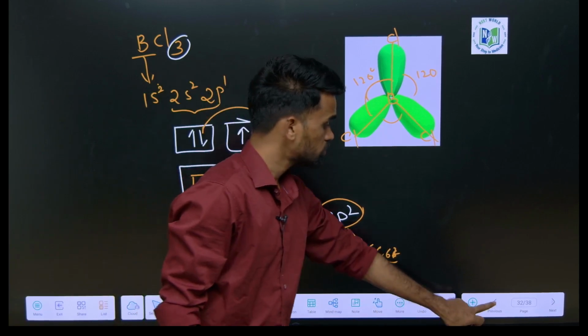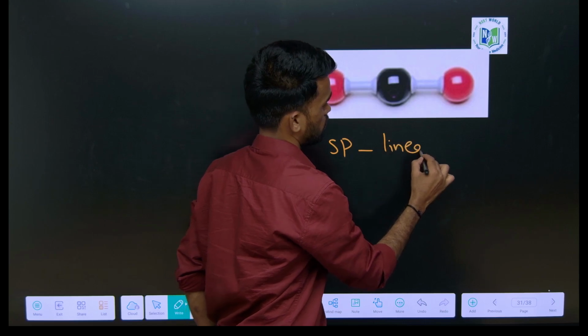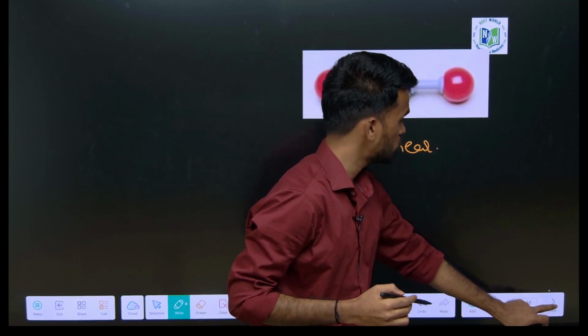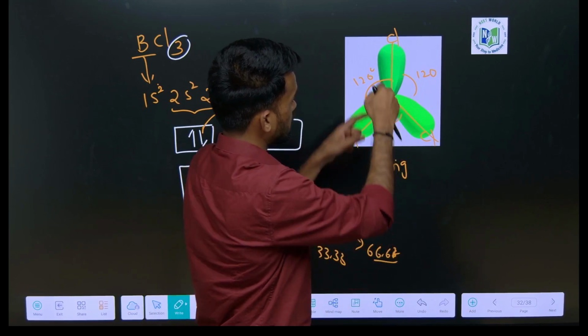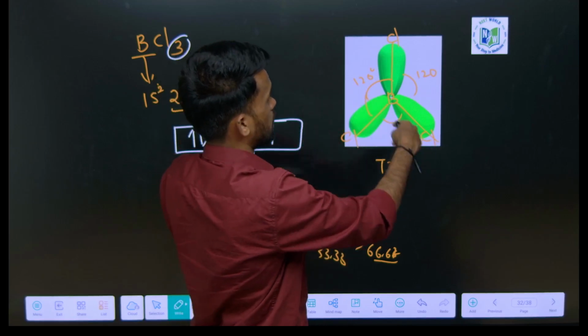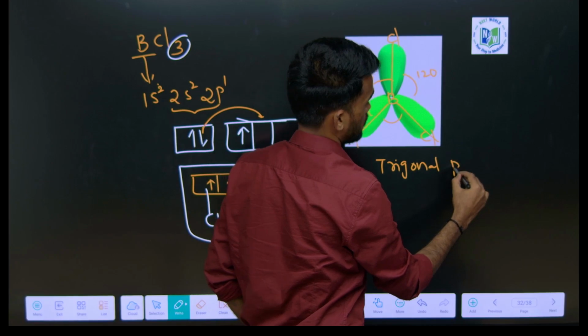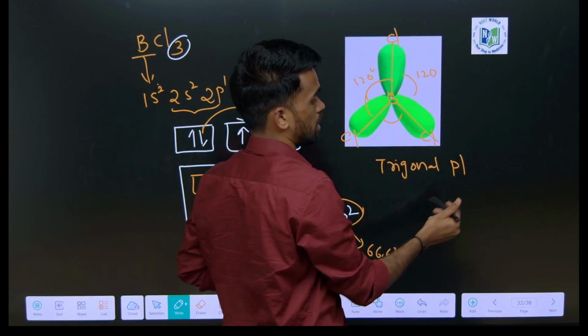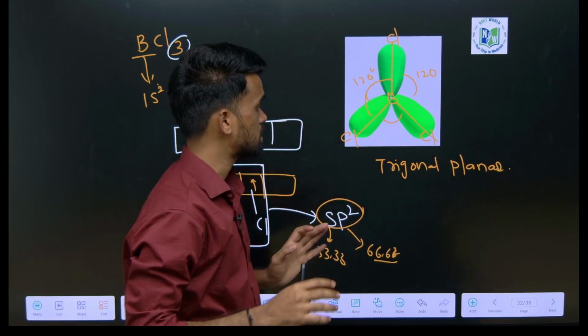So now this particular shape is called linear shape. What is that? Linear. Now what about this? This will be called trigonal. See, three bonds are there, no? So we can say trigonal planar, and the complete molecule is lying in a plane, so we can say trigonal planar. I hope this is clear.